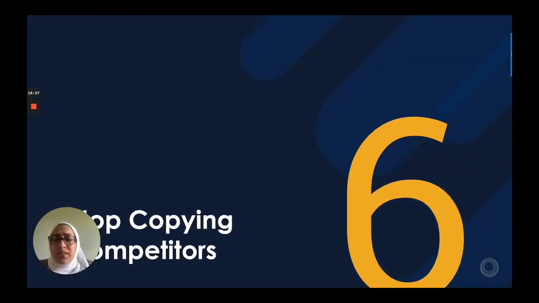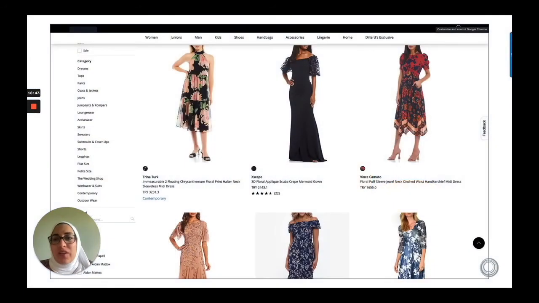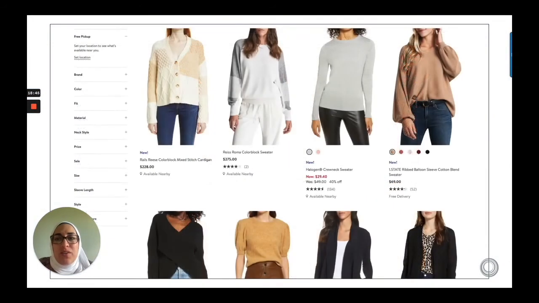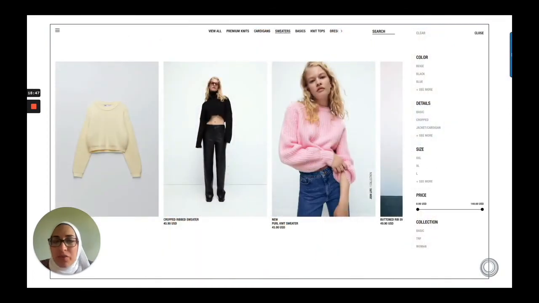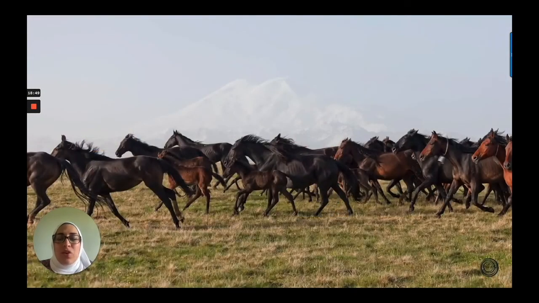Number six, and this is super important, is stop copying competitors. I don't know how many times I've heard a client tell me, well, Amazon does it this way. I don't know if people have experienced that as well, but it's definitely not the way to go, right? Look at these different e-commerce websites. Can you really tell the difference if you don't see the logo? Not really. It's always what we call this herd mentality. Everybody's copying everybody else. Nobody's really distinguishing their brand.